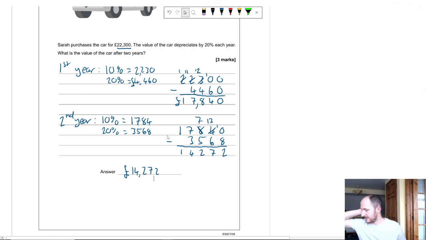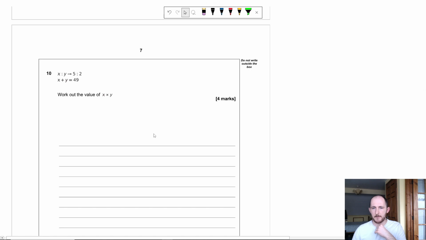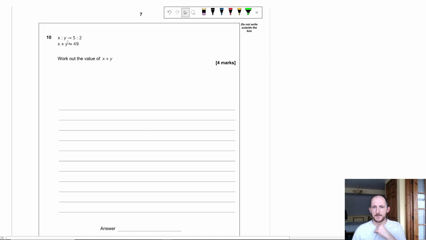Again, I don't think that was too tricky, right? But I can easily see certain people panicking because it's, oh my god, it's depreciation, it's normally calculator. Yeah, you're right, it's normally calculator. It's just not always. Okay. Here we go. X to y is 5 to 2. X plus y is 49. Work out the value of x times y.